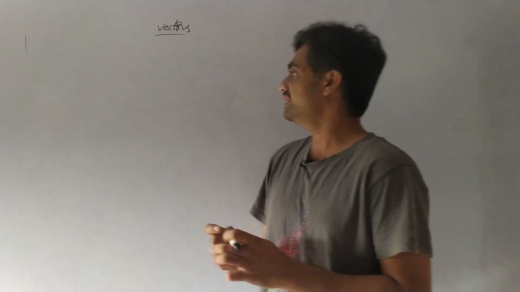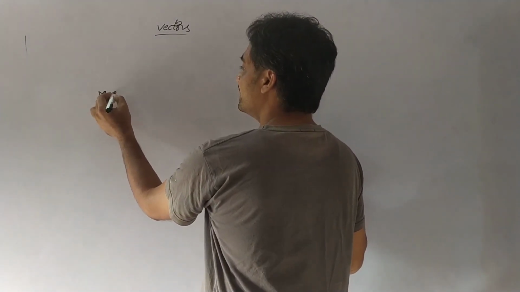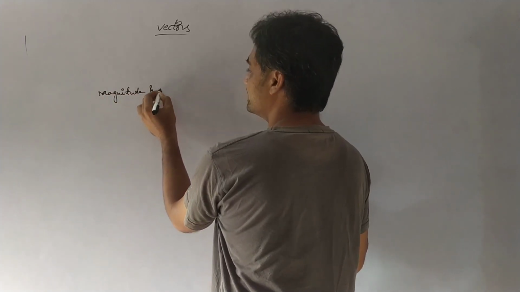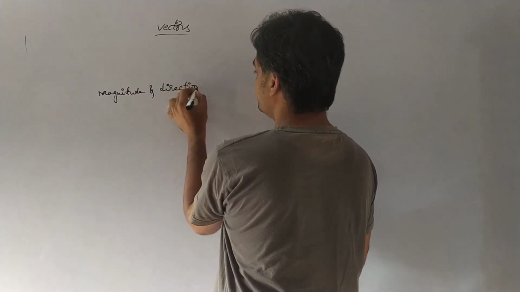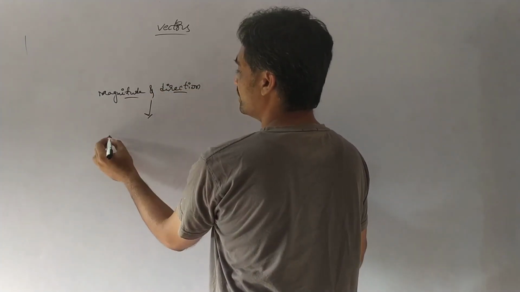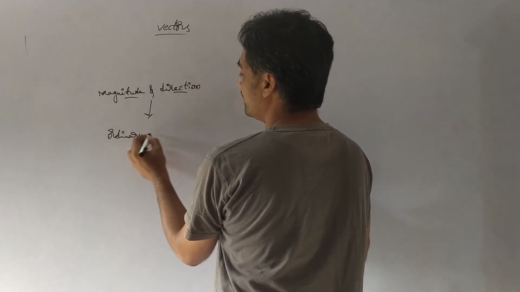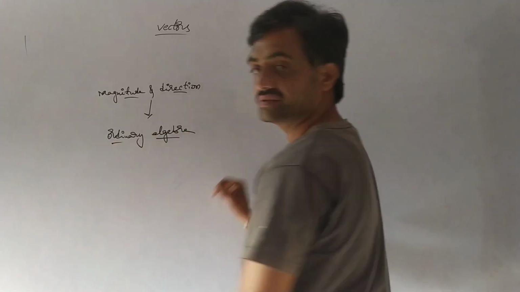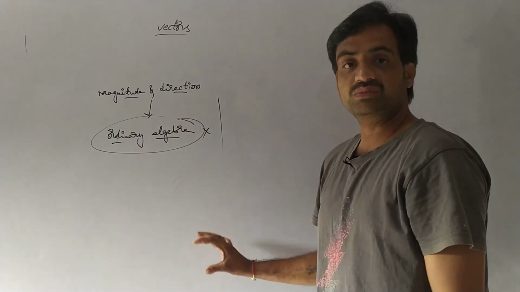A vector consists of magnitude and direction. Based on this magnitude and direction we cannot apply ordinary algebra. So we require a separate algebra in order to add or subtract vectors. So now we are going to discuss this vector algebra in this topic.